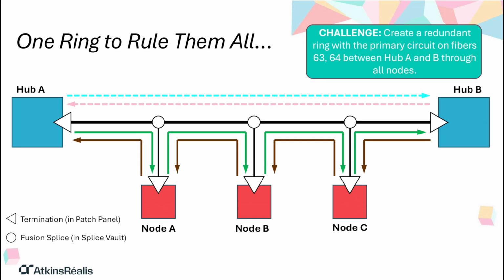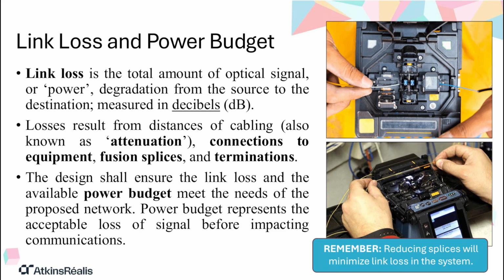Okay, so moving on from the physical layout, let's talk about signal quality. You mentioned loss earlier. Link loss, that sounds important. Critically important. Link loss is basically the total amount your optical signal degrades or weakens from the transmitter to the receiver. It's measured in decibels, dB. Too much loss, and the signal becomes unreadable.